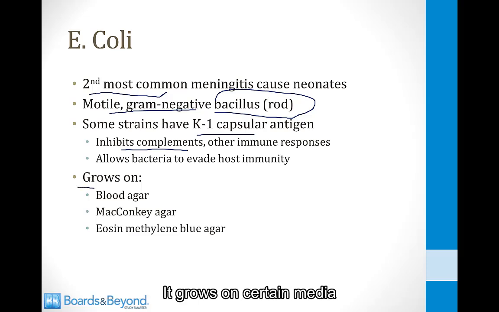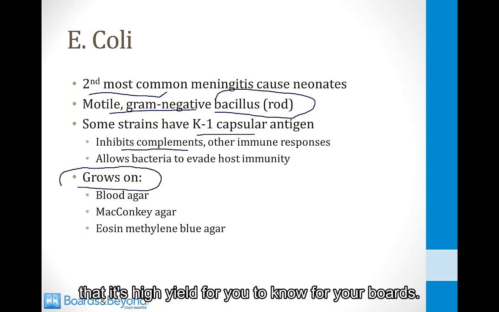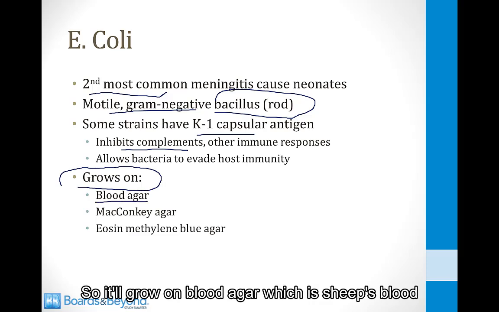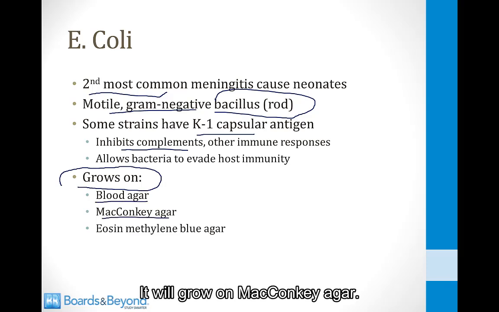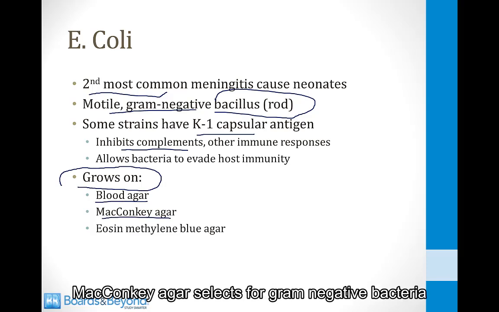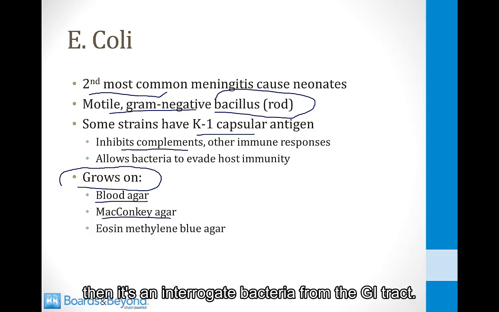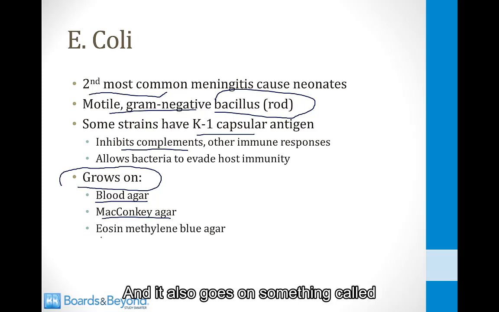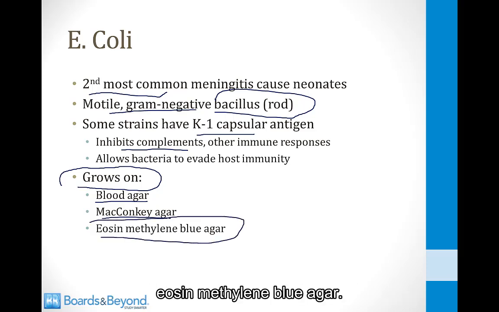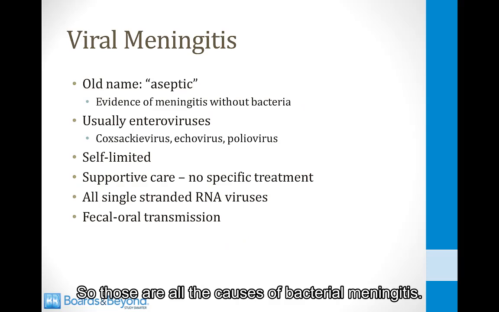It grows on certain media that it's high yield for you to know for your boards, so it'll grow on blood agar, which is sheep's blood as the medium. It will grow on MacConkey agar. MacConkey agar selects for gram-negative bacteria, and basically if something grows on MacConkey agar, then it's an enteric bacteria from the GI tract. And it also grows on something called eosin methylene blue agar. So those are all the causes of bacterial meningitis.